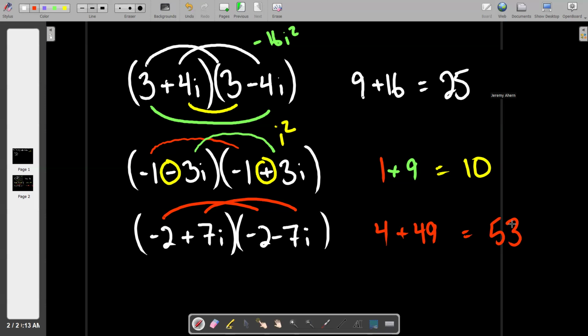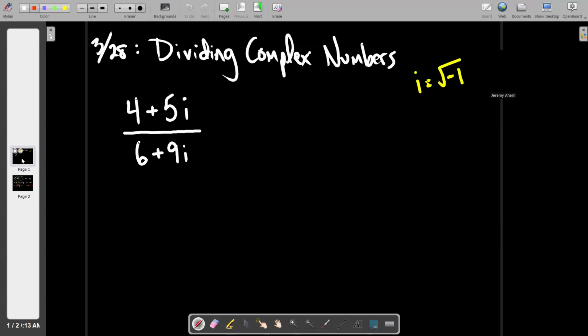We good? Having said that, let's go back to our problem here. If we understand our mission, and our mission, remember, is to make the bottom not have that stupid i, we now understand that we can create a conjugate. And we can multiply the top and the bottom of the fraction by that conjugate, right? You can do whatever you want to a fraction as long as you do the same thing to the top and to the bottom. You can multiply the top by 54, just do it to the bottom, and everything's fair.